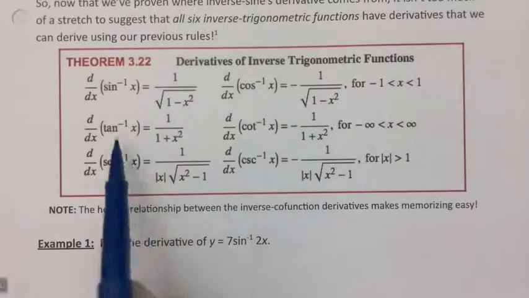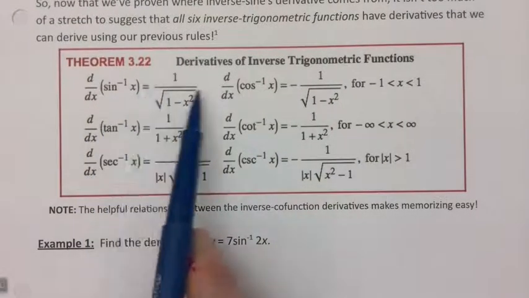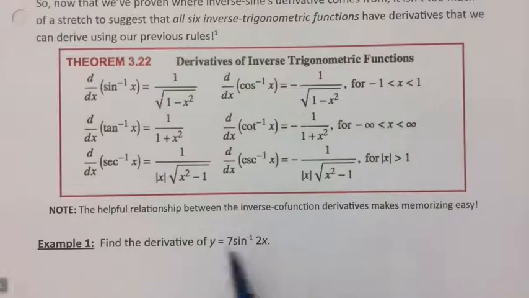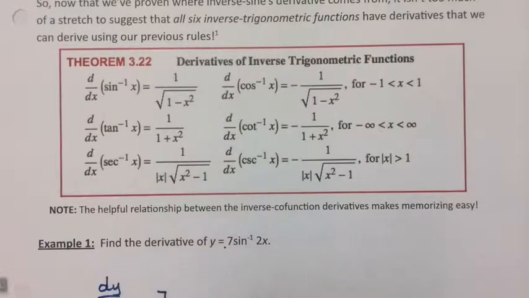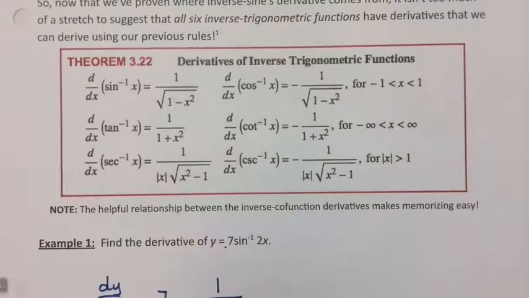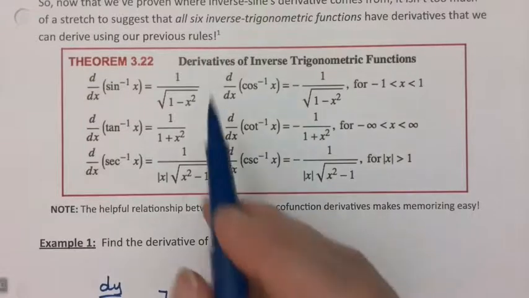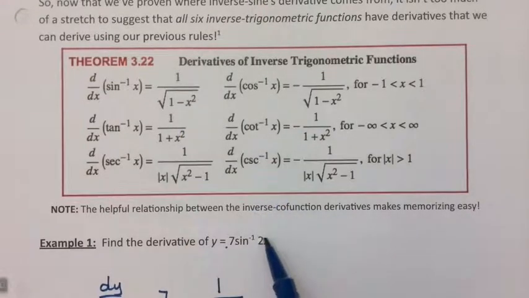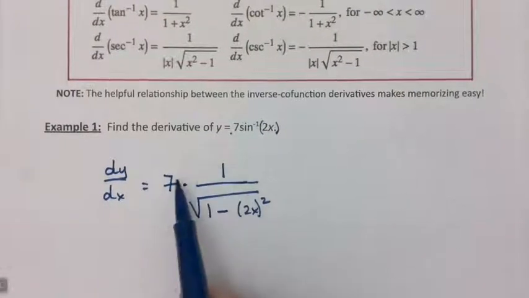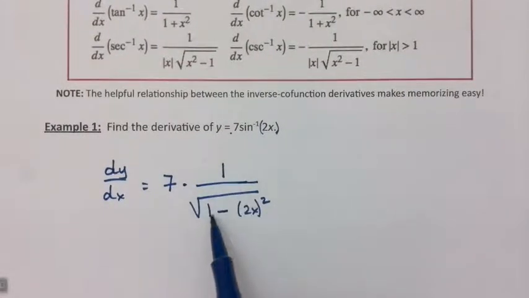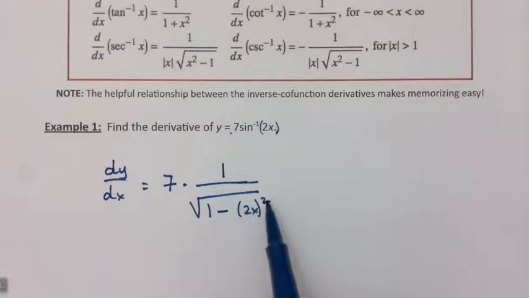So if I look here at arc sine, the derivative of arc sine is 1 over the square root of 1 minus x squared. So when I have this and I want to find the derivative, it's a constant multiple, so 7 times 1 over the square root of 1 minus. Instead of x, I have a function, 2x, so I'm going to put 2x squared. Oh, I'm so sorry, that's off screen. So 7 times 1 over the square root of 1 minus 2x squared.